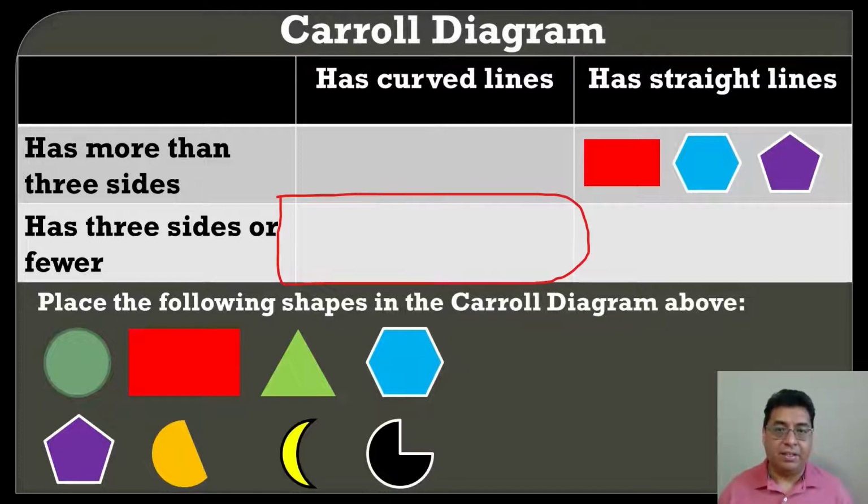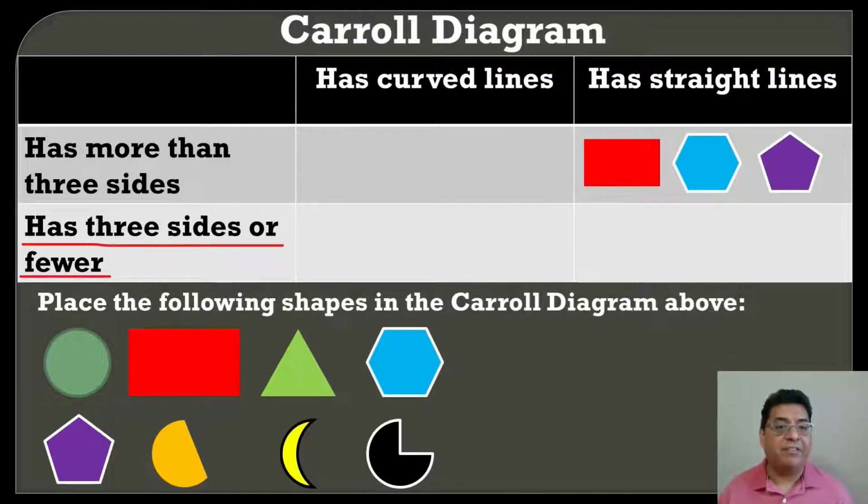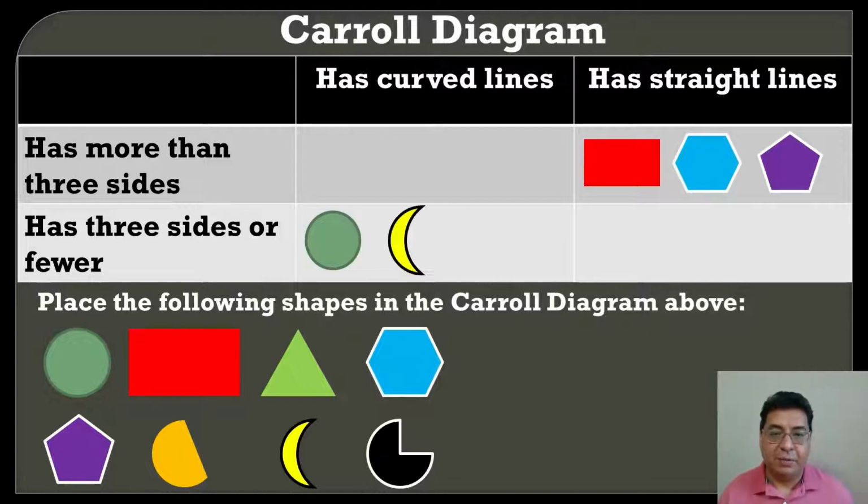Now, again, it says has curved lines and has 3 sides or fewer. Now, this is key, and I put this in on purpose because it can have 3 sides or less. If it does, it fits the criteria here. So we do have some shapes that do this here, such as this one here, the circle, and then this one here, which some people say is the moon or banana. Anyways, that fits the criteria here.